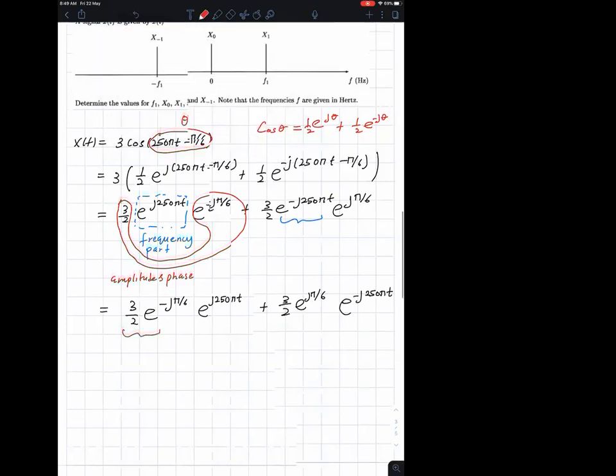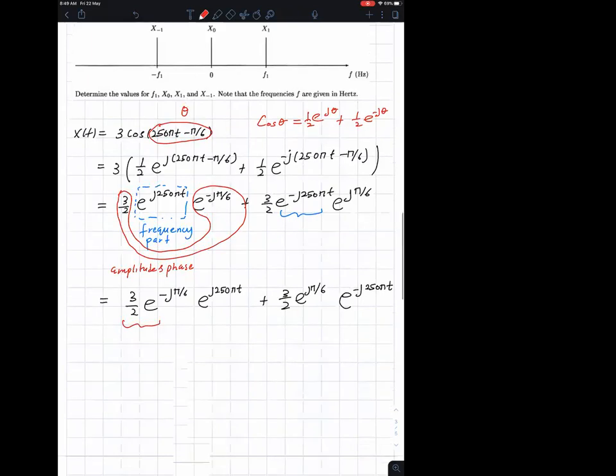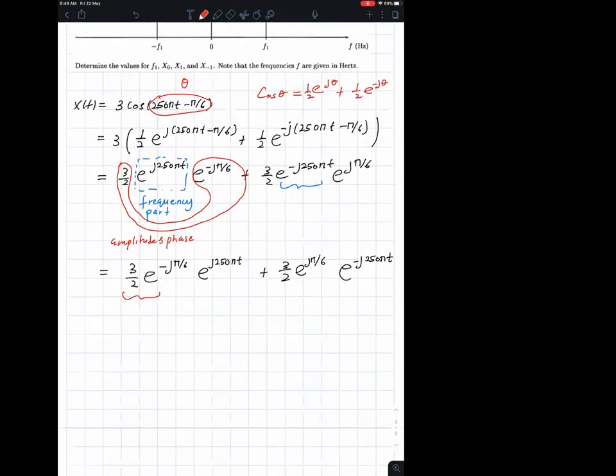So this coefficient is associated with a positive frequency. This is a positive frequency. Okay, the amplitude and phase that is associated with a positive frequency is x1.